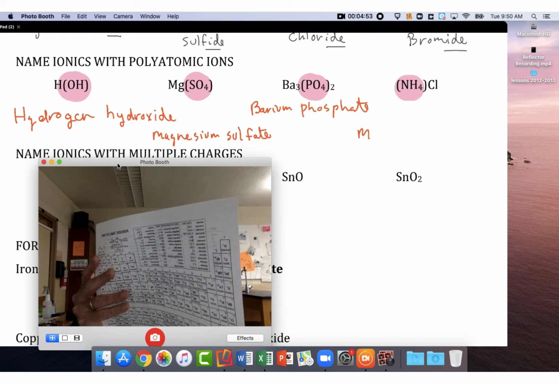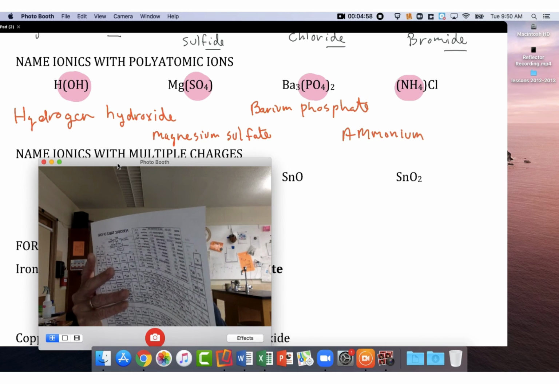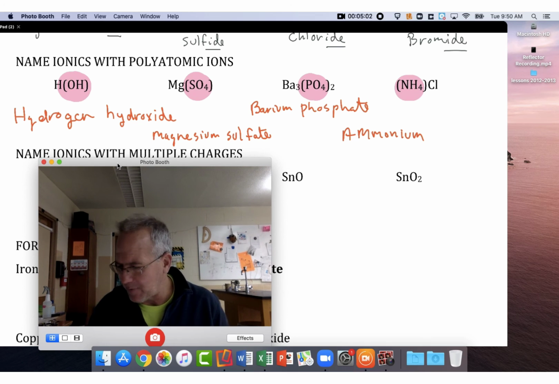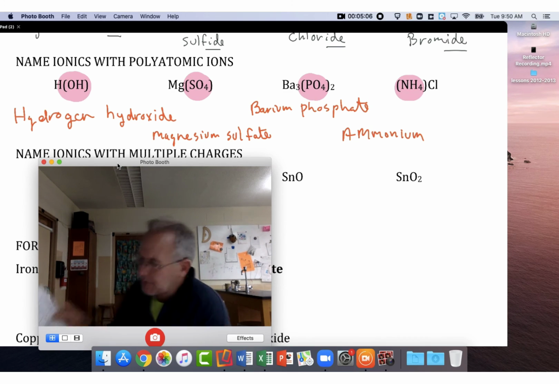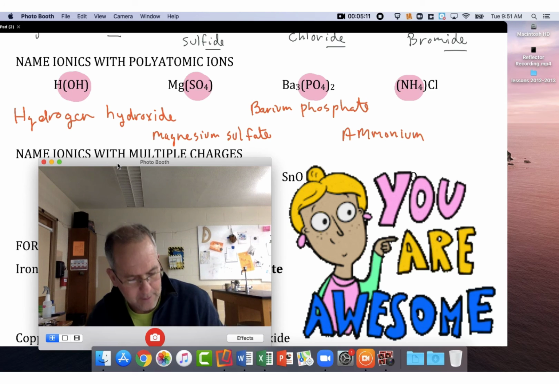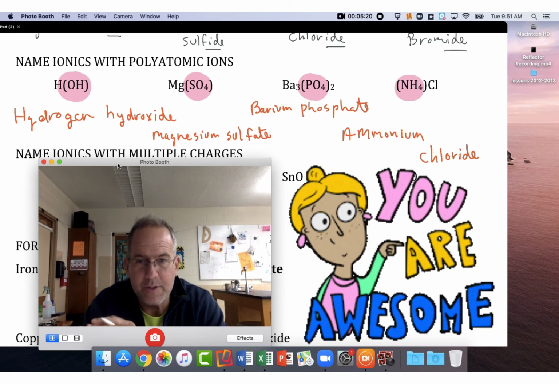And then that Cl, of course, is just a single atom. It's Cl, it's right here, chlorine, right? But it's a negative ion, so we call it chloride. That's it. Okay, that's all there is to it.